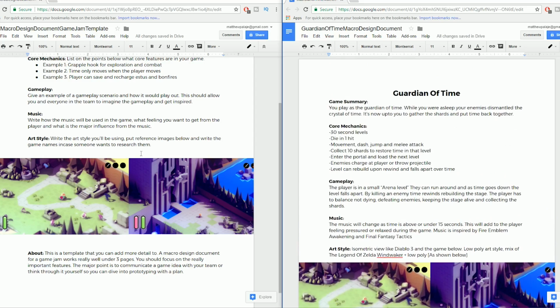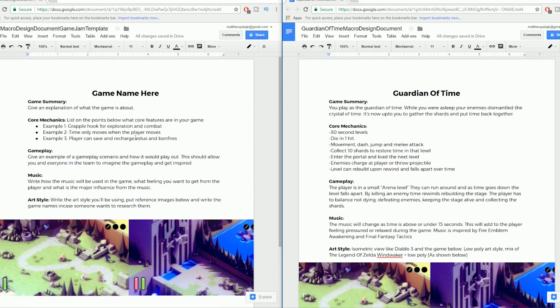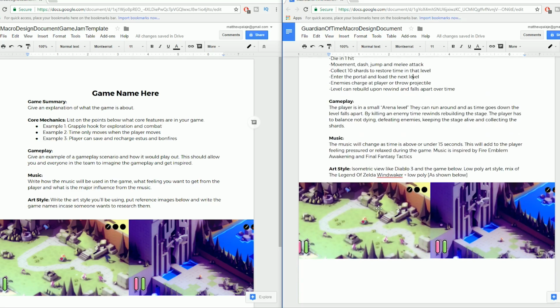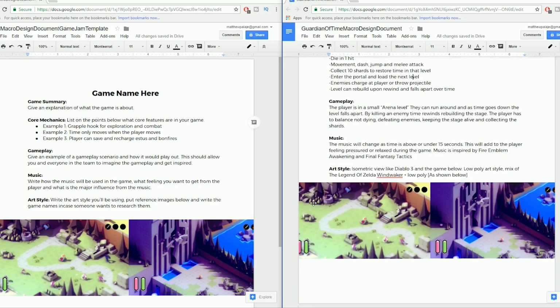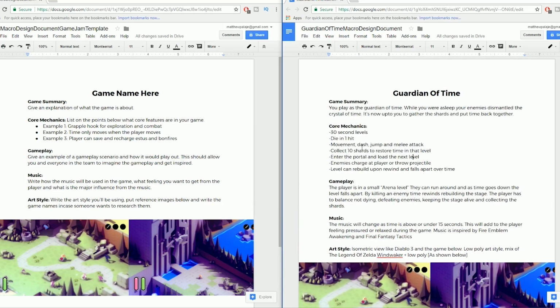So, this is how I like to structure my macro design documents for game jams. These are the sections that I like to use, and of course, they change from game to game, and I always get better at writing these game jam to game jam. I personally keep them one page. Two pages should be perfectly fine. I think any more than two pages and you might be over planning your game jam game.